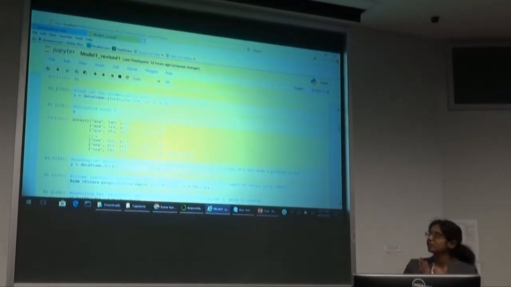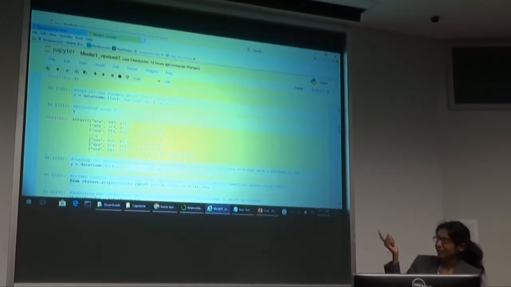So then we selected features and label columns out of the entire data set. Here the feature columns is the array which is shown, and the output column, that is the dependent variable column, is the purchased column.